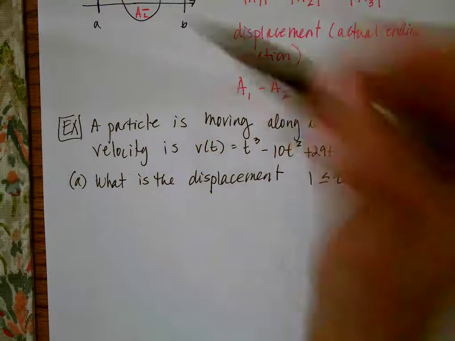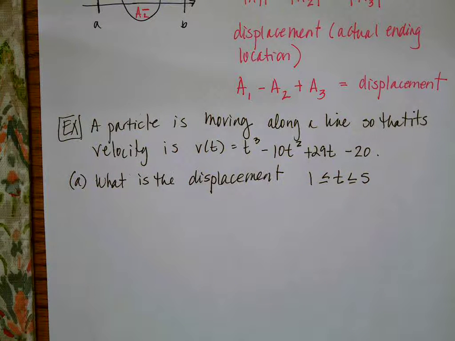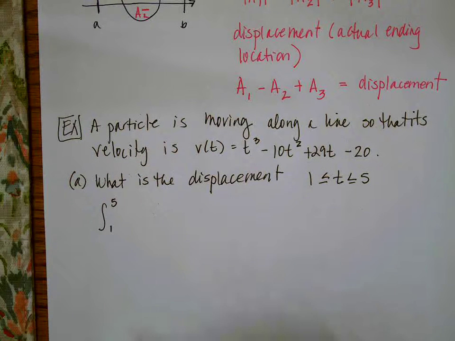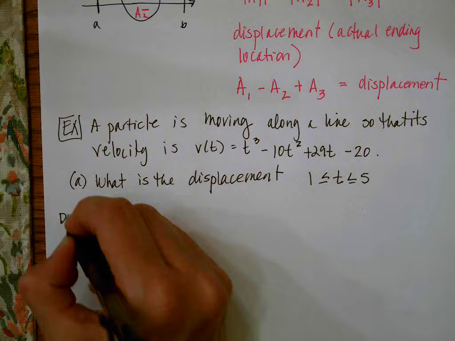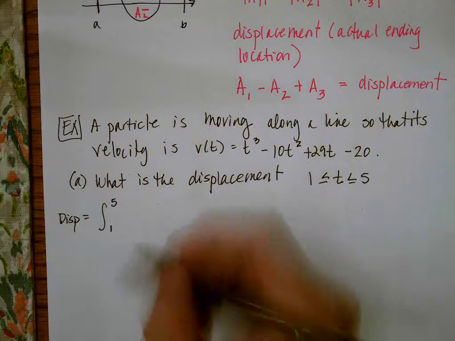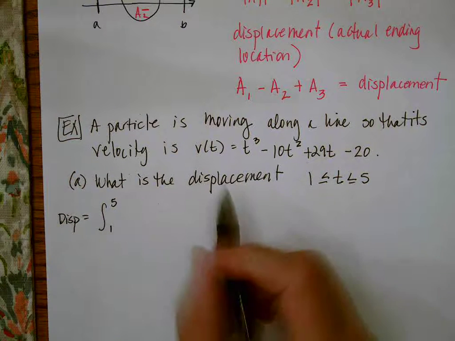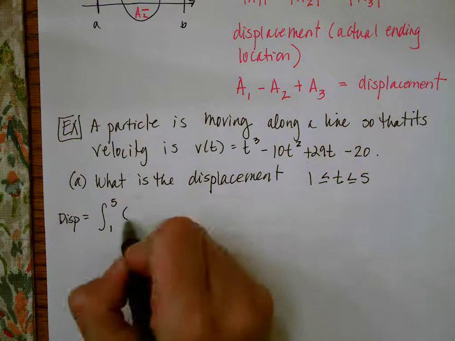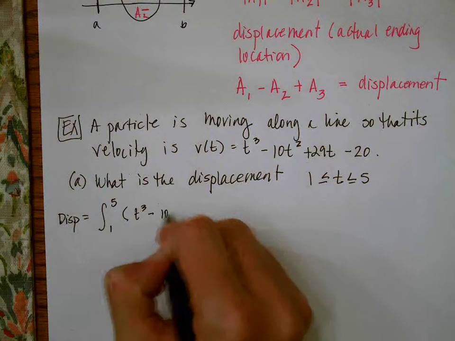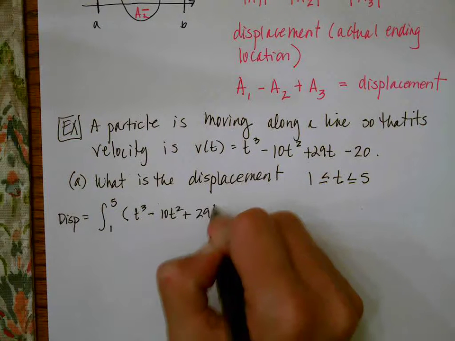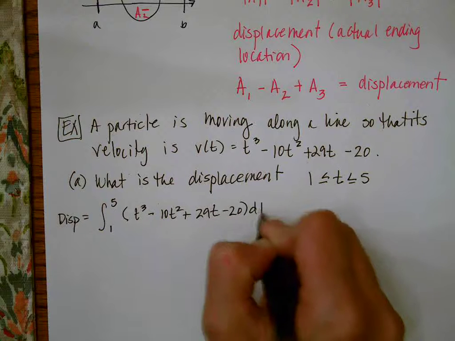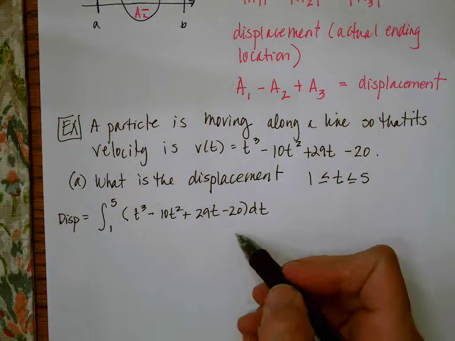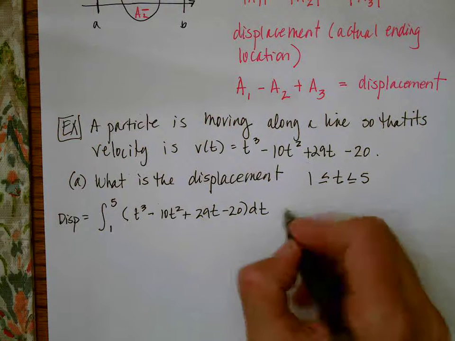If it's above the x-axis, it's a positive area. If it's below the x-axis, then it's a negative area. Alrighty. So if I do that math, I'm going to integrate from 1 to 5, so I'm going to write my displacement is equal to, and then I'm going to just integrate what I have because the integration of velocity is position. So then I'm going to integrate t cubed minus 10t squared plus 29t minus 20 dt. And remember, when you're writing these out, your variables have to match.